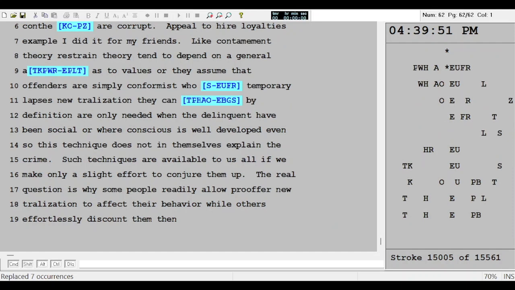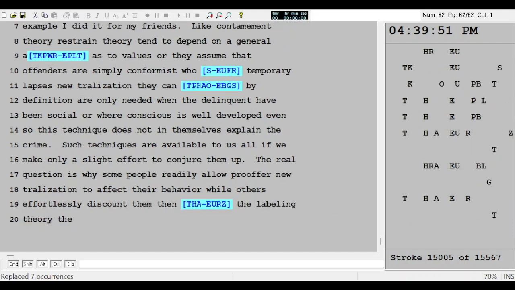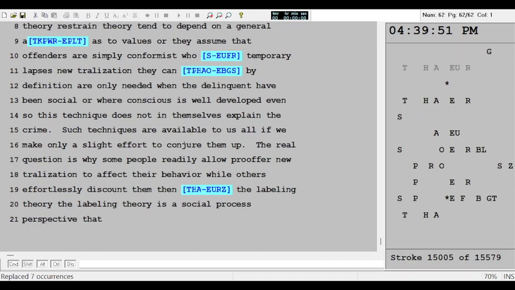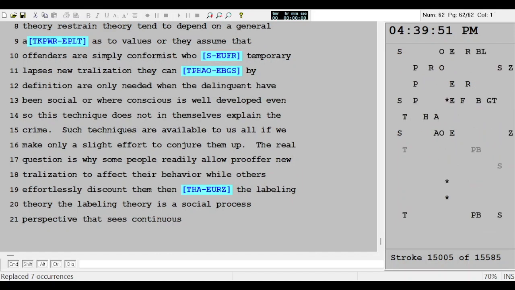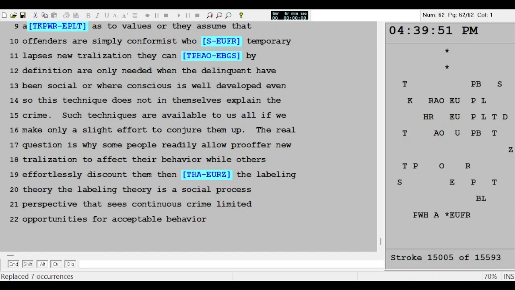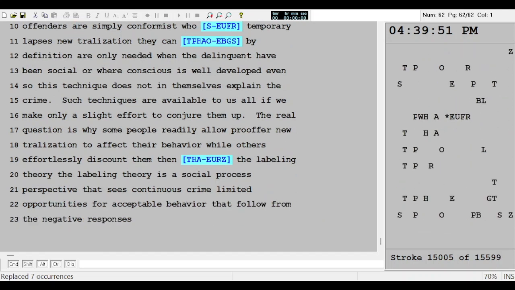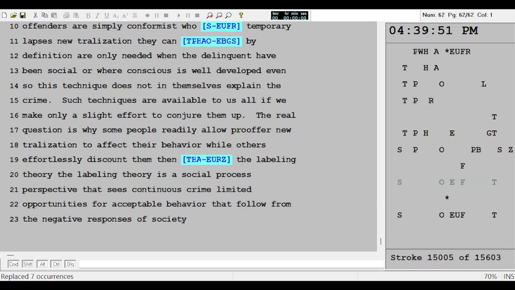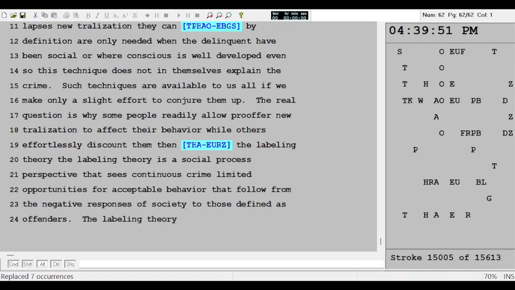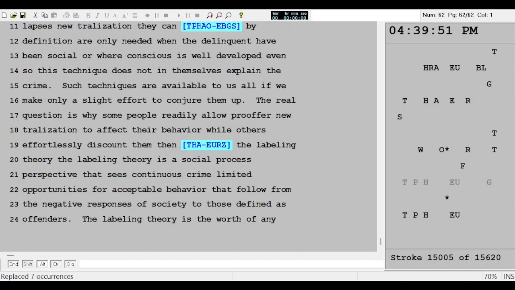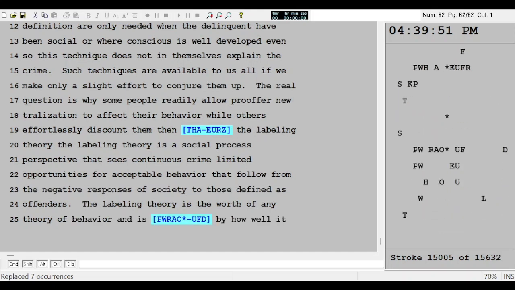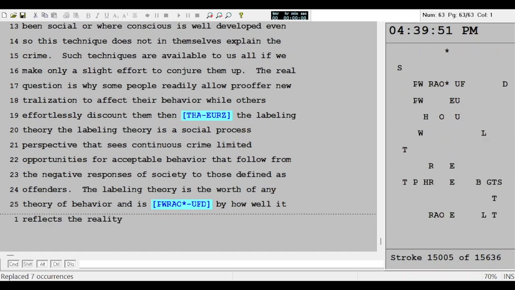Then there's the labeling theory. The labeling theory is a social process perspective that sees continued crime as a consequence of the limited opportunities for acceptable behavior that follow from the negative responses of society to those defined as offenders. The worth of any theory of behavior is proved by how well it reflects the reality of the social world.